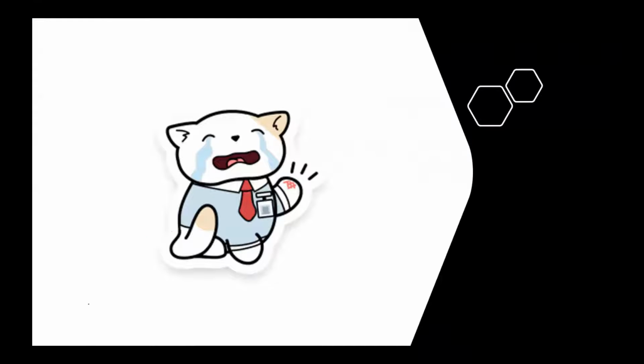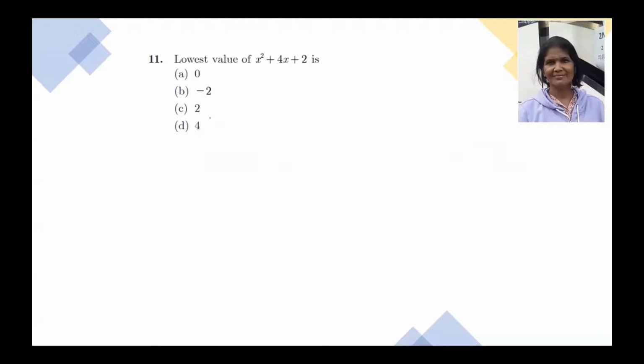So you have done 10 questions. Great thing. Now question number 11. The lowest value of x square plus 4x plus 2 is 0, -2, 2, 4. Lowest value means minimum value. So how to do this type of question?